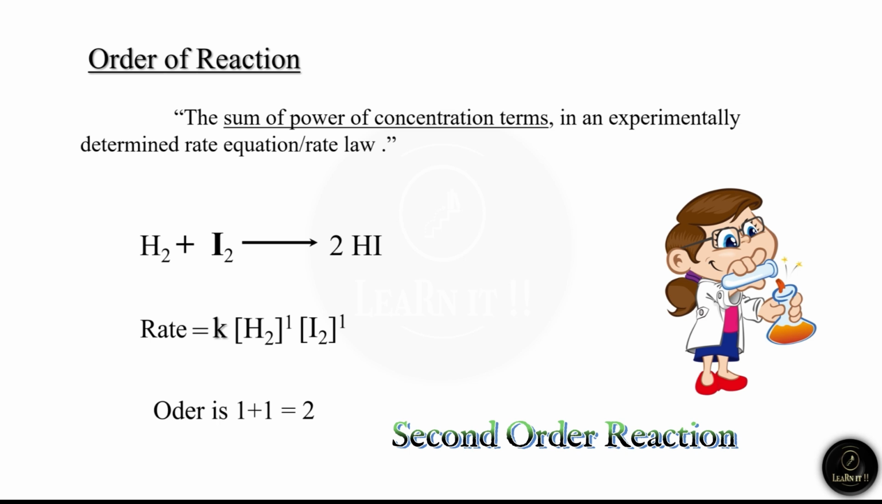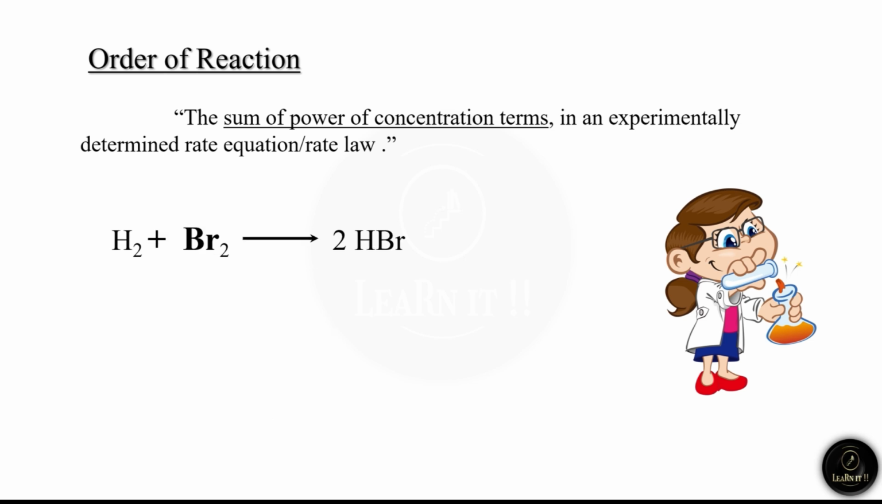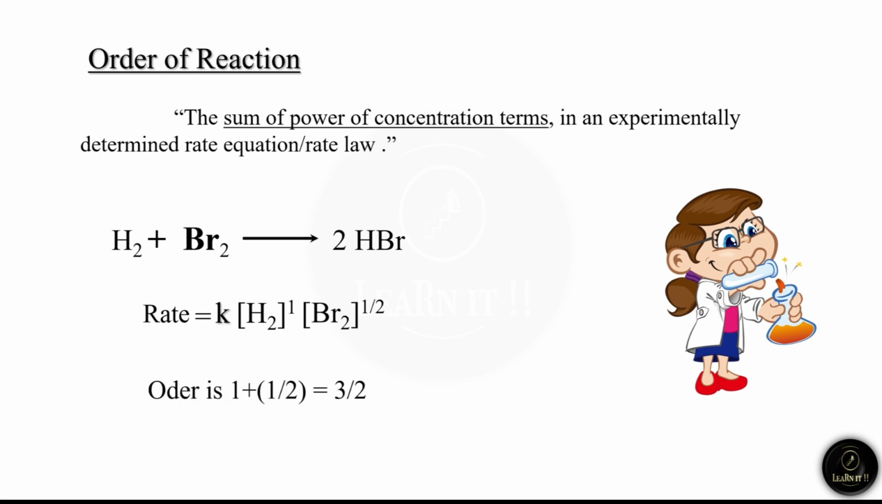So let's take another example, the reaction between hydrogen and bromine. So here rate is equal to, with respect to hydrogen it is 1, with respect to bromine it is half or 0.5. So that's why the order is equal to 1 plus 1 by 2, which is equal to 3 by 2. So this reaction is called a fractional order reaction. So students should remember there is a fractional order reaction also.